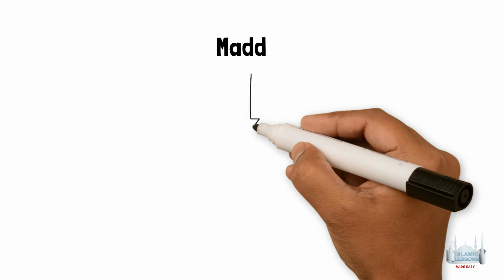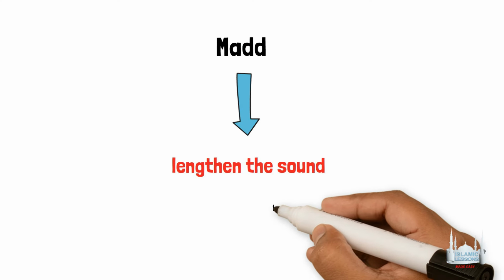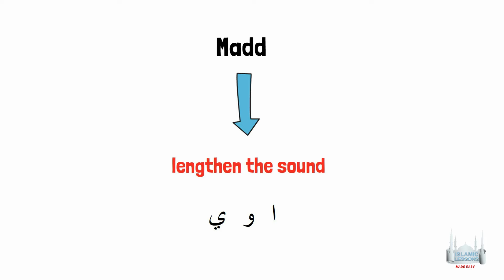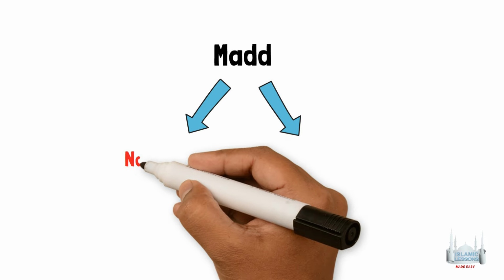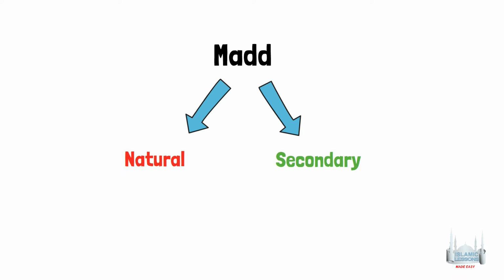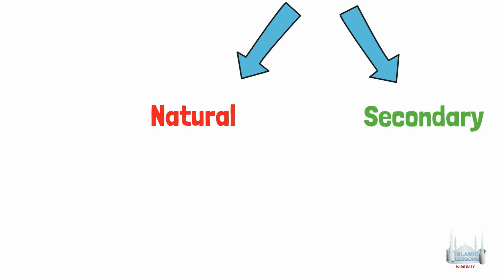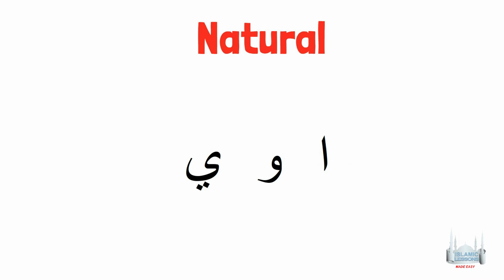The word mad in Tajweed means to lengthen the sound of one of these three letters, Alif, Waw or Ya. There are basically two types of mad, a natural mad and a secondary mad. The natural mad is based on a few conditions.